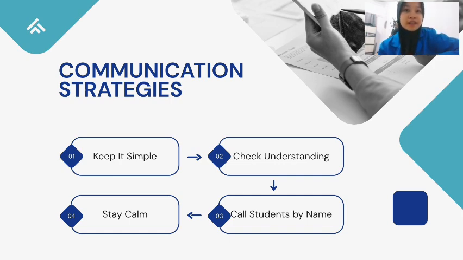Number 4, use their names. It immediately makes communication feel personal. Number 5, give specific praise, not just a good job, but actually say what they did well. And number 6, stay calm. Even when the class gets chaotic, a calm tone signals that you're still in control.